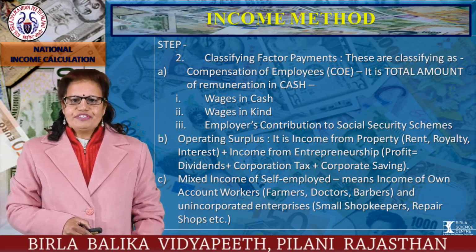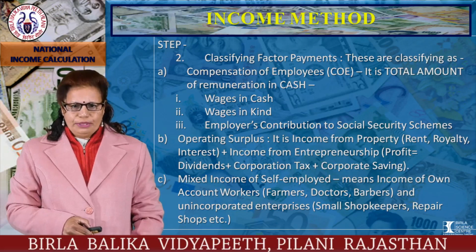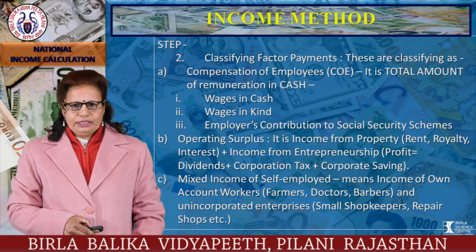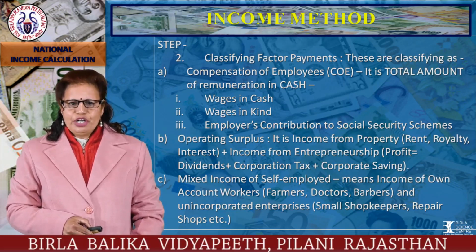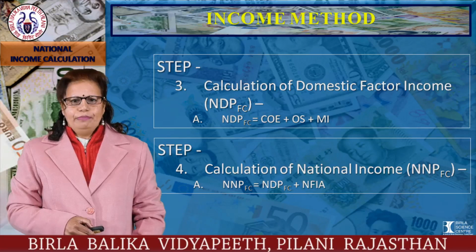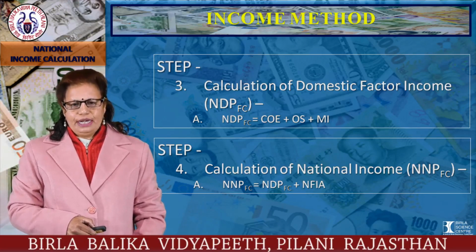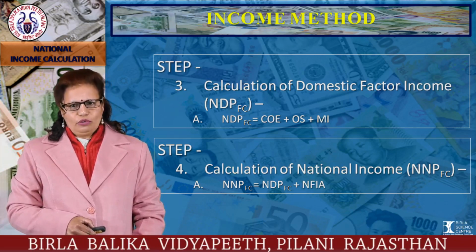Mixed income of self-employed. It means income of own account workers, farmers, doctors, barbers, etc. Unincorporated enterprises, small shopkeepers, repair shops, etc. The third step is calculation of the domestic factor income. If you add all the three items, that is compensation of employees, operating surplus plus mixed income, you get NDP at factor cost, that is net domestic product at factor cost.